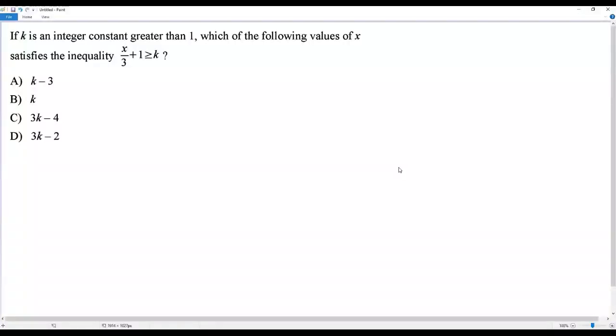Here we have a SAT math question. Okay, let's go to the information. If k is an integer constant greater than 1, which of the following values of x satisfies the inequality x over 3 + 1 ≥ k?